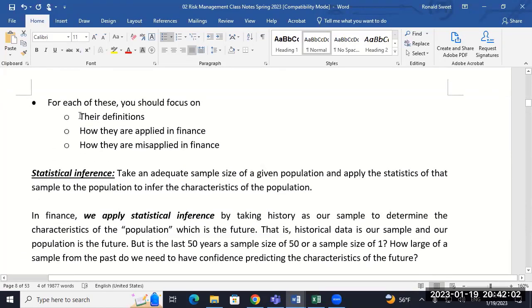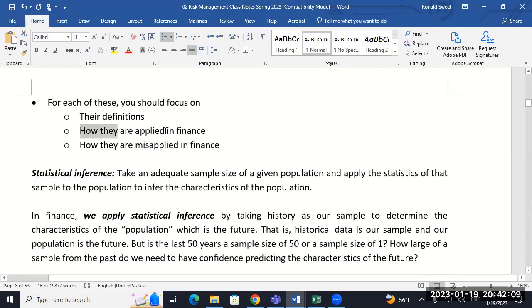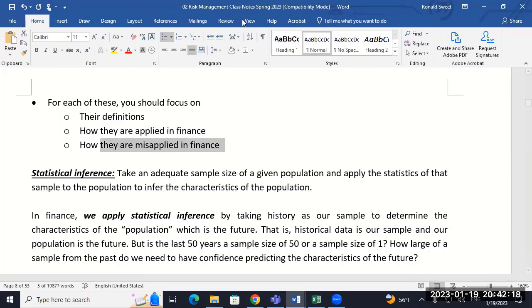So what I'm looking for here is the definition of it. What is each one of these? How do we apply them in finance? And then when do they mess us up? We make really bad decisions because we over rely on them. And that's kind of my case.